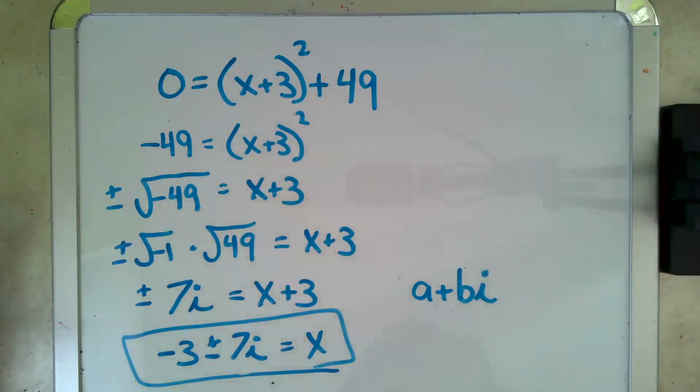And the last way I'll geek out with you right now is that imaginary roots, because of this plus or minus thing, always come in pairs. So you can only ever have an even number of imaginary roots.